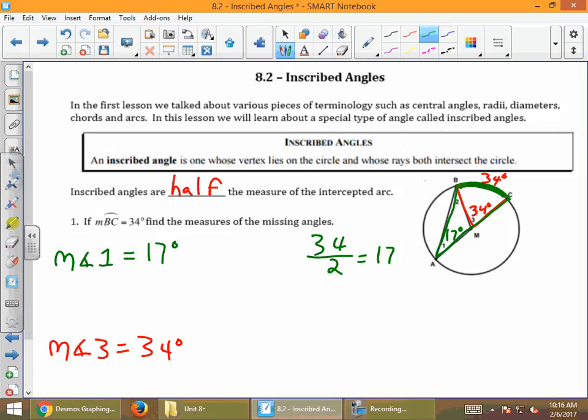Angle 2. How do I figure out what angle 2 is? Does anyone have a plan of attack to get angle 2? So what do you got?